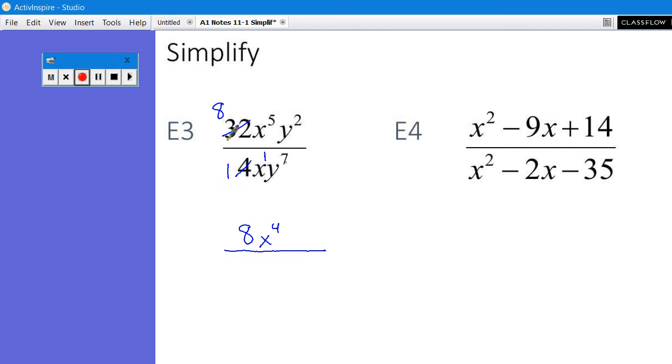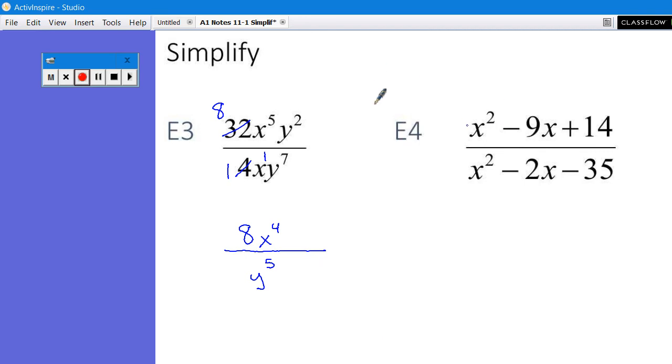For the y's, the bigger exponent is on the one on the bottom, so we put it on the bottom. And 7 minus 2 is going to leave us y to the 5th. That would be the simplified form of that problem. Now that is a monomial over a monomial, and we have done those before. Now we're going to do one that has a quadratic over a quadratic. We've factored them before, but not necessarily over top of each other where we had to simplify things out. So let's remember this process.